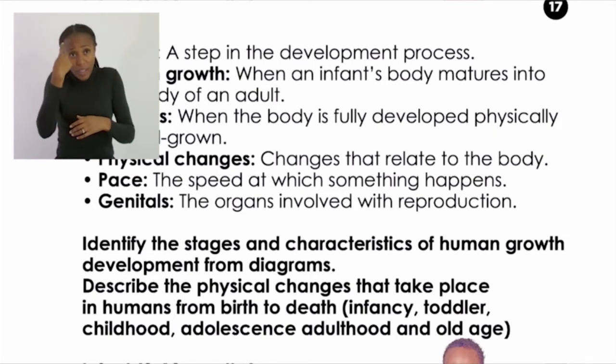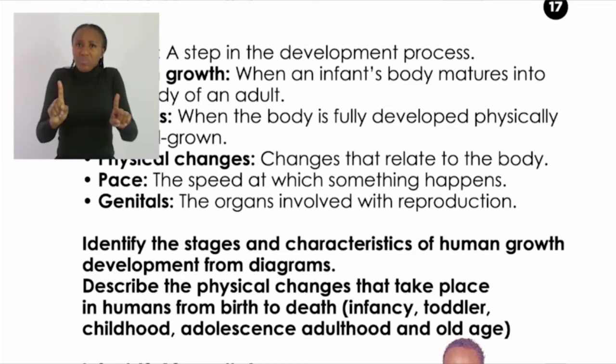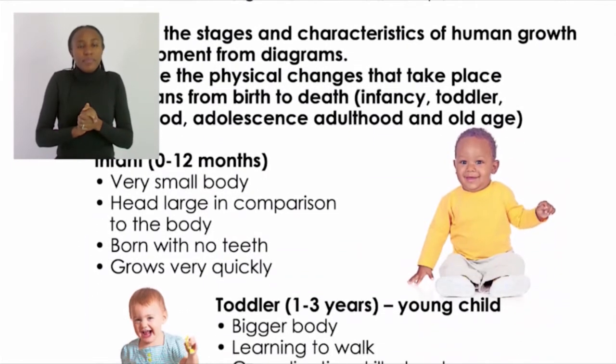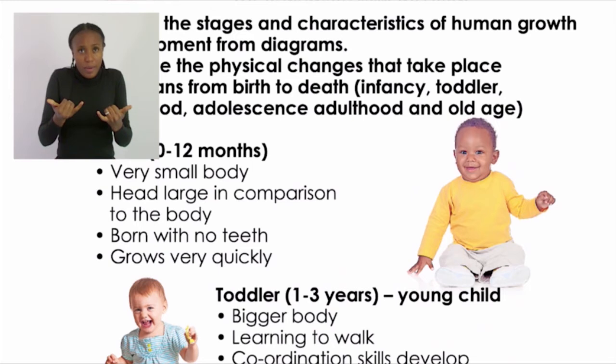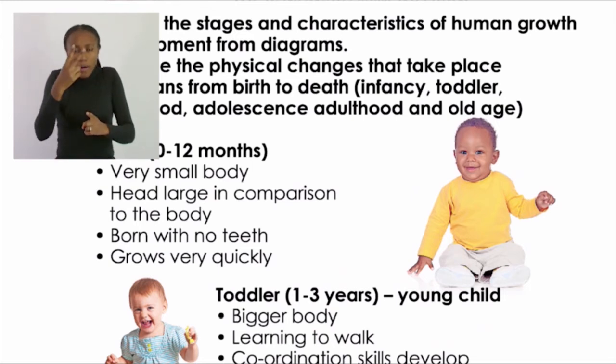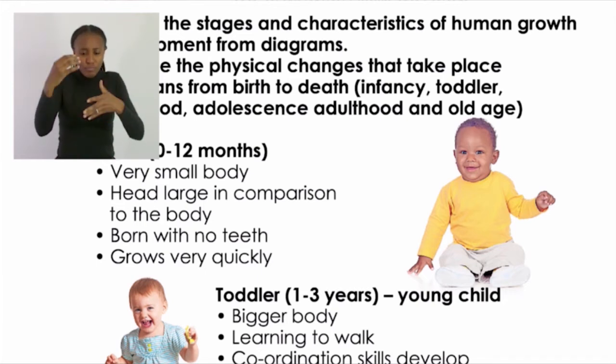We look at the pace. The pace is the speed at which something happens. How fast or how slow is the pace? And we look at the genitals, the organs involved in reproduction. Let's go back to our competency on page 16, which says we will be able to identify the stages and the characteristics of human growth and development from the diagram.